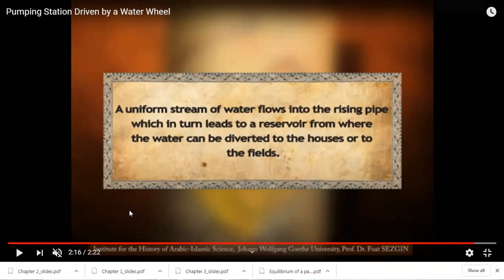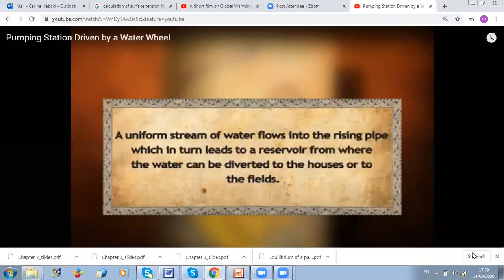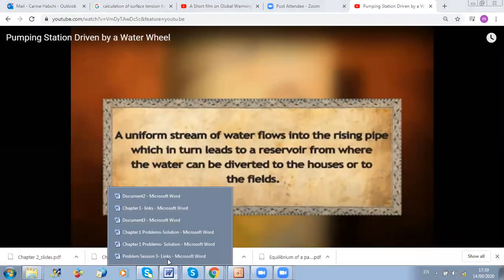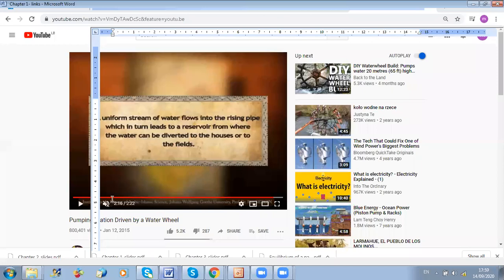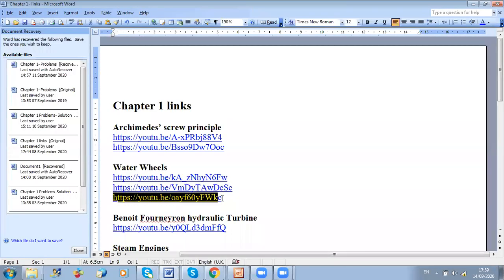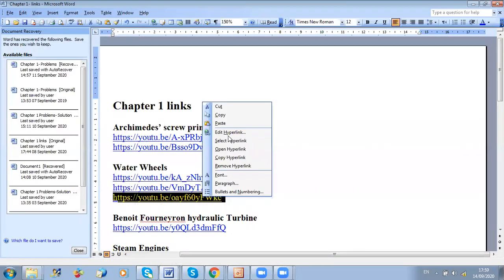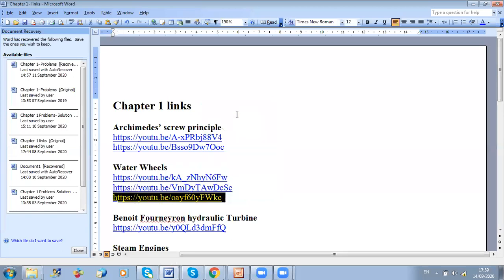Now we have seen that we have undershot and overshot water wheels. So let us look at the other application, which is overshot wheels. So here you will see how the potential energy of the water flow will be transformed into rotational mechanical energy.